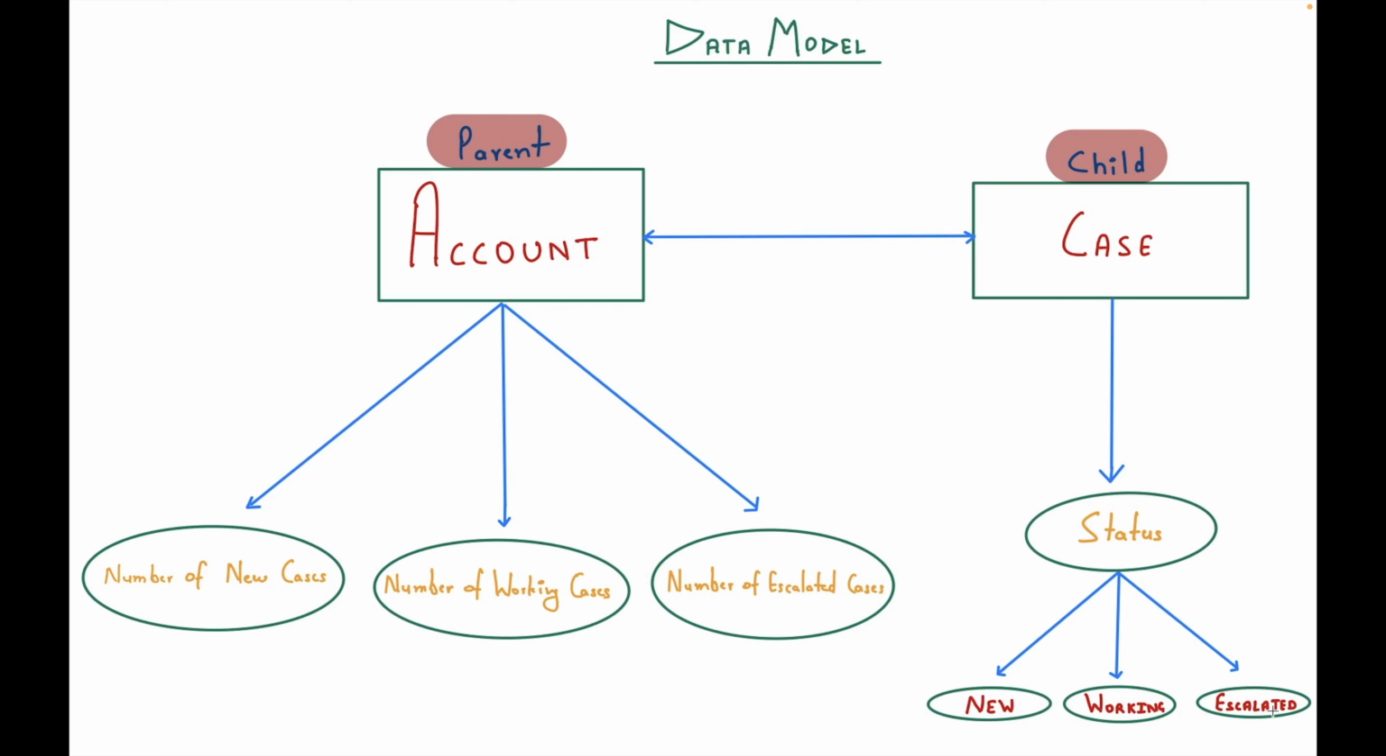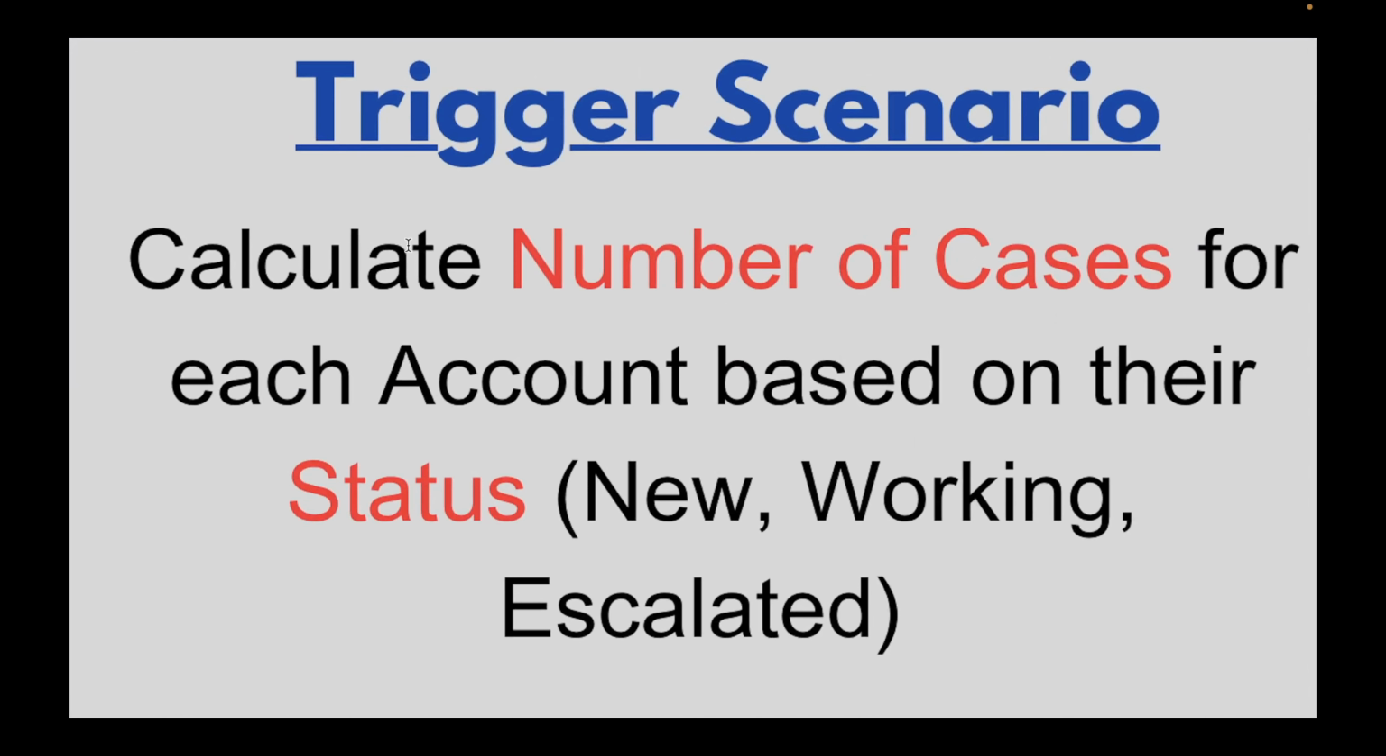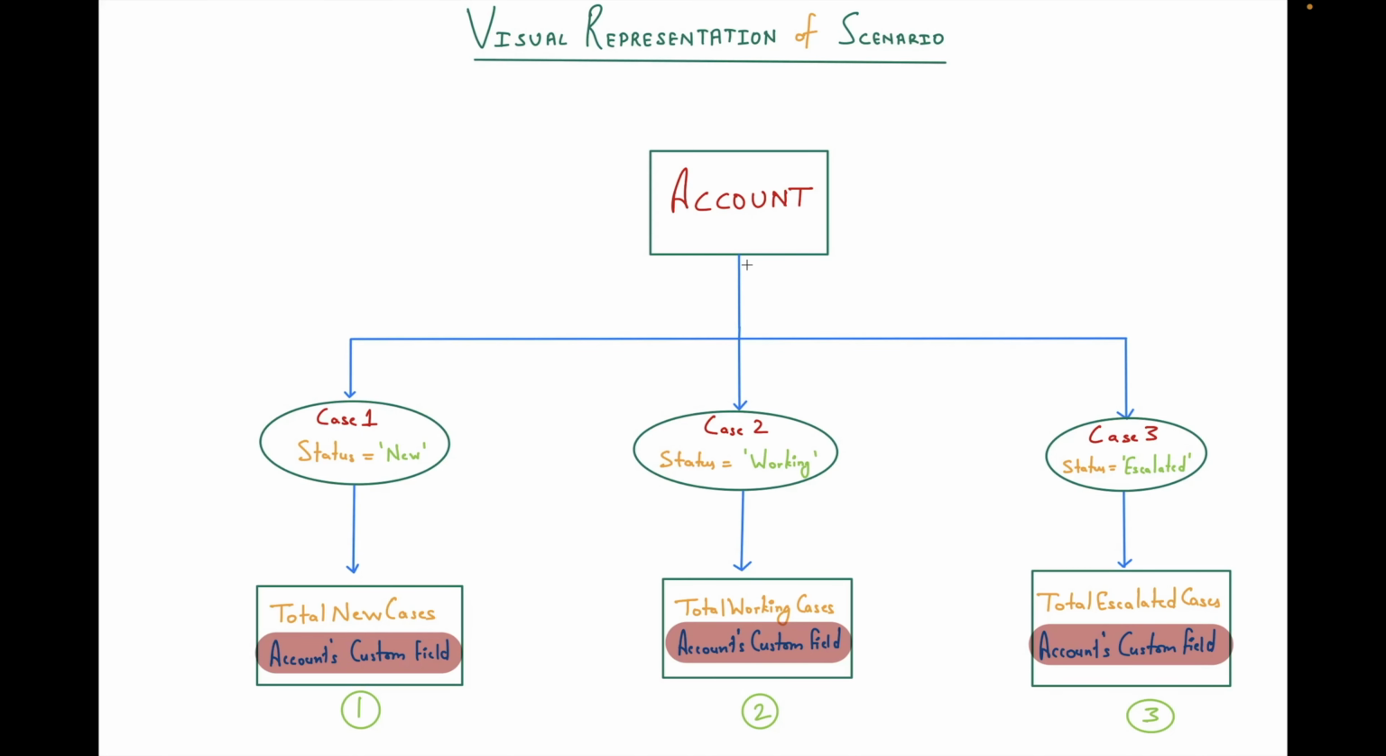Now let's talk about today's requirement. We have to calculate the number of related cases on an account based on the Status field. Let's understand it in a simple way. Let's say we have an account record and it has three cases with different statuses: New, Working, and Escalated. Now we need to count the number of cases with each status and display that count on the corresponding custom fields on the account. Also, if a case is deleted or its parent account is updated, then the count should automatically update to reflect the change. So this is the task that we are going to do today.